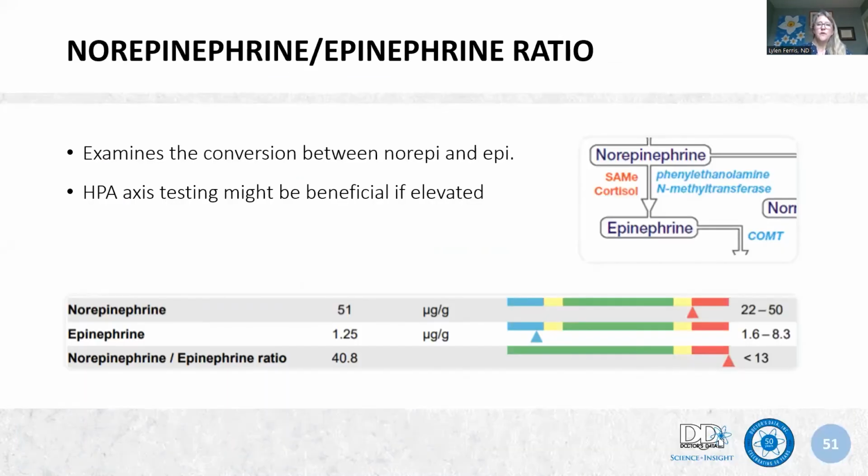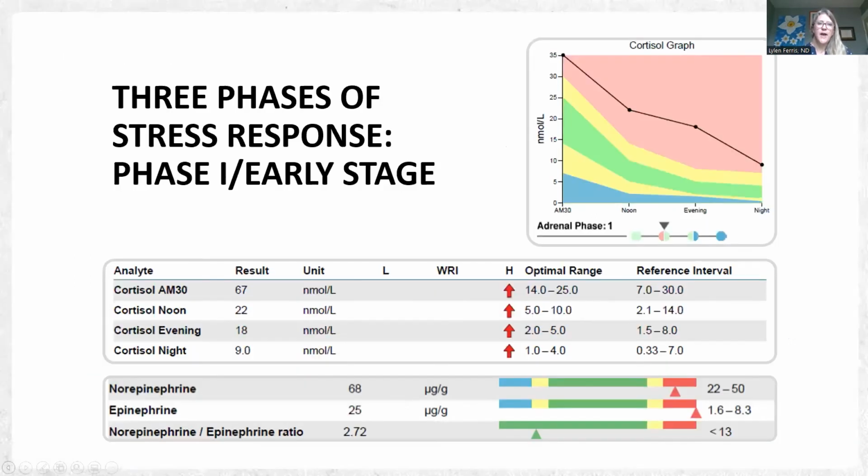Now, the norepinephrine to epinephrine ratio is something that's calculated for you as part of the neurobasic profile. So this examines the conversion between norepinephrine and epinephrine. This is one way to assess how stress affects neurotransmission, because cortisol is a cofactor for the conversion between norepinephrine and epinephrine. So if we have a lot of norepinephrine and not a lot of epinephrine, we'll have an elevated ratio. And this indicates that you may want to look into cortisol secretion or HPA axis functionality.